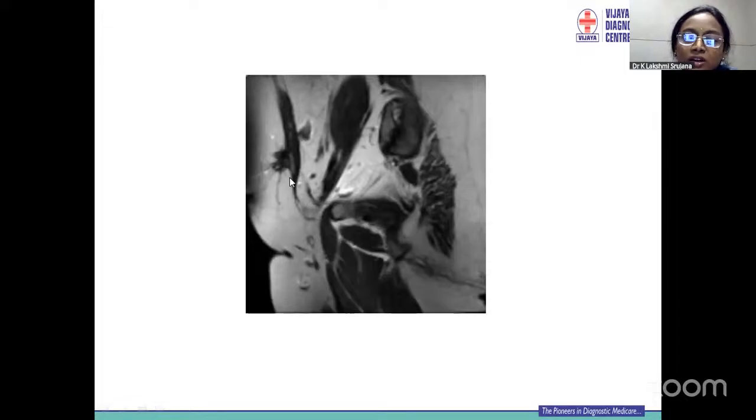This is a typical Gordon sign where there is a nodule with irregular margins and radiating fibrotic strands involving the rectus abdominis.